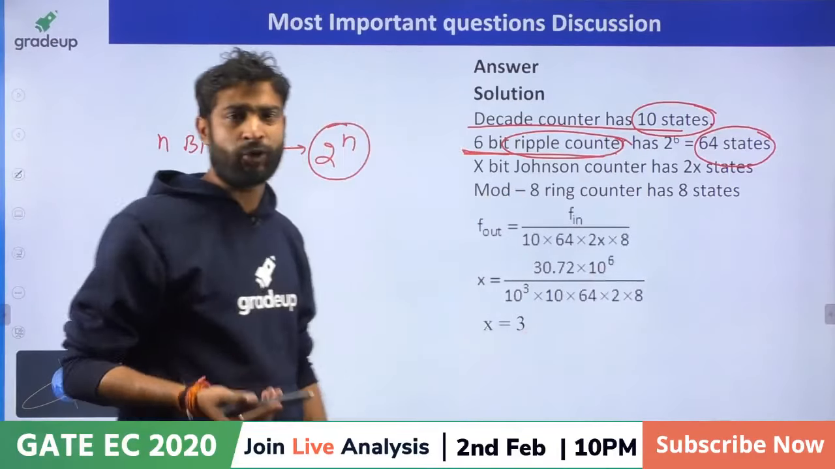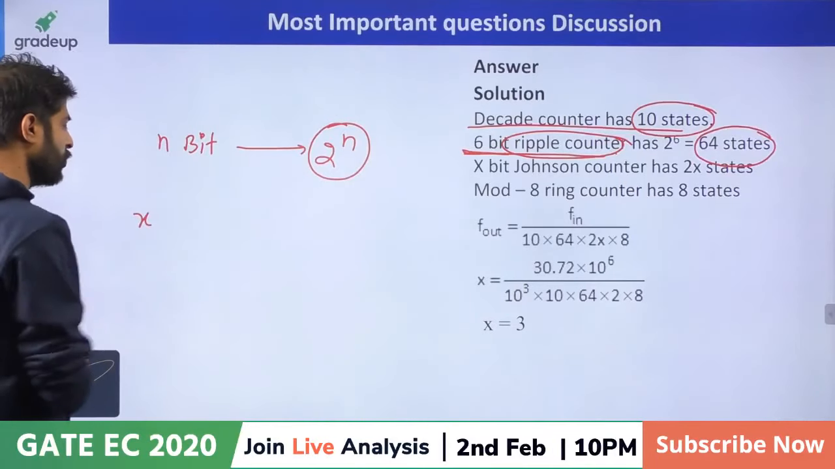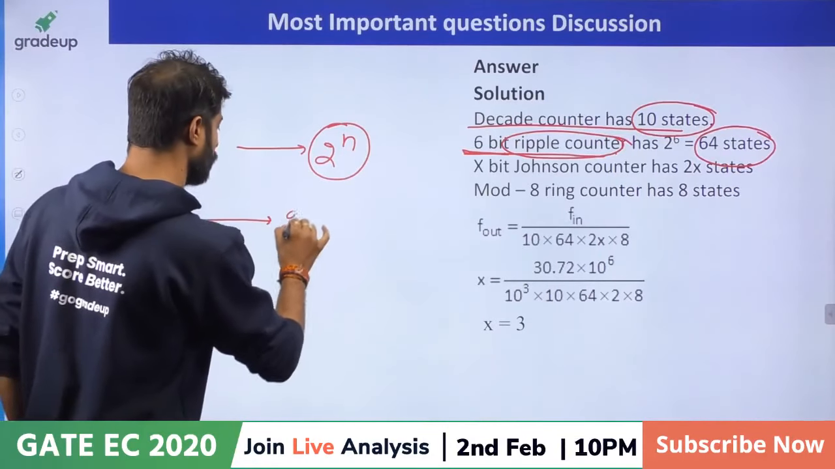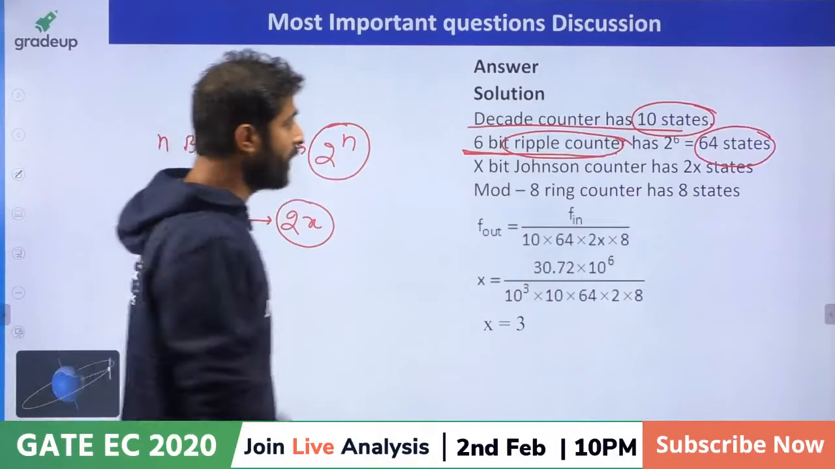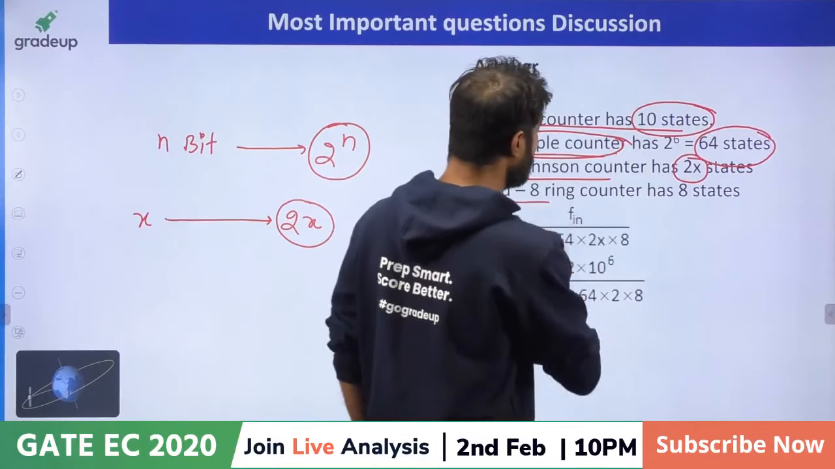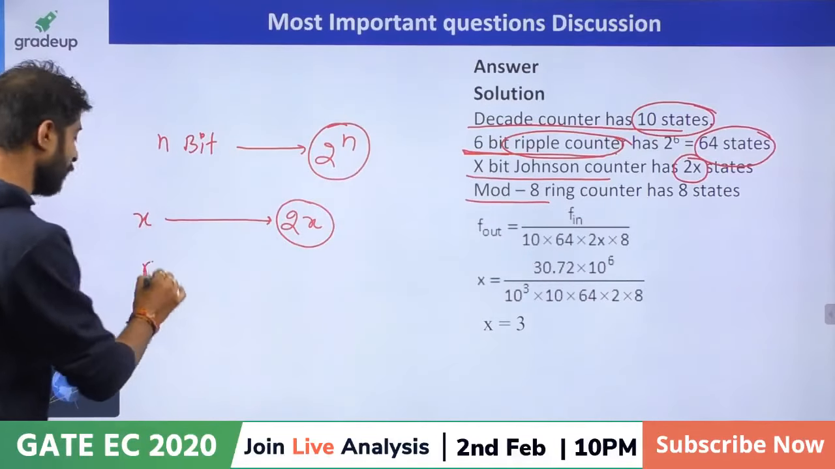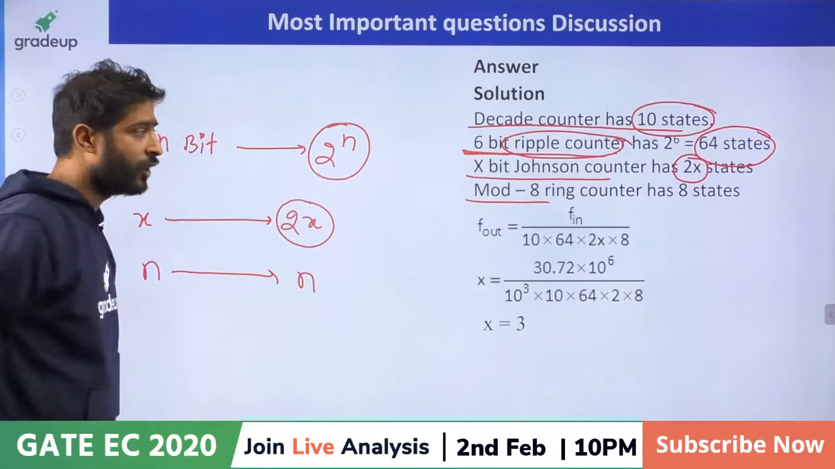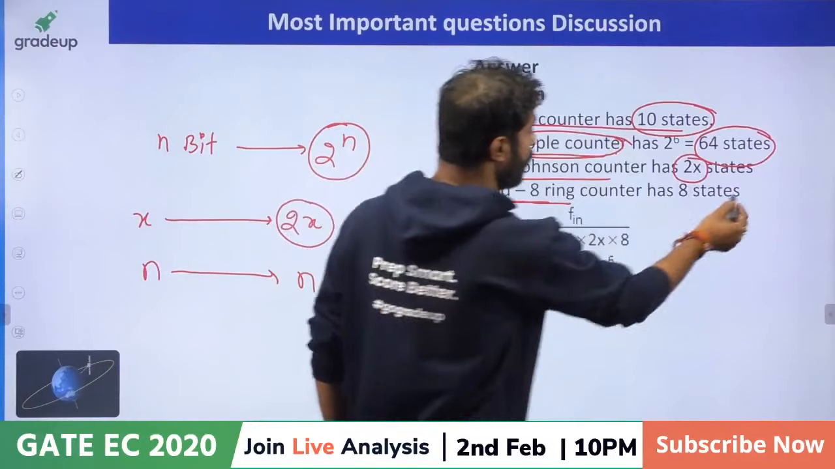Johnson, we don't know actually the Johnson counter. For the x-bit Johnson counter, having the mode what? 2x is the mode. So my dear friend, the x-bit Johnson counter has the mode 2x. And mode 8 ring counter. So an n-bit ring counter has the mode n, right? So the 8-bit ring counter has the mode 8.